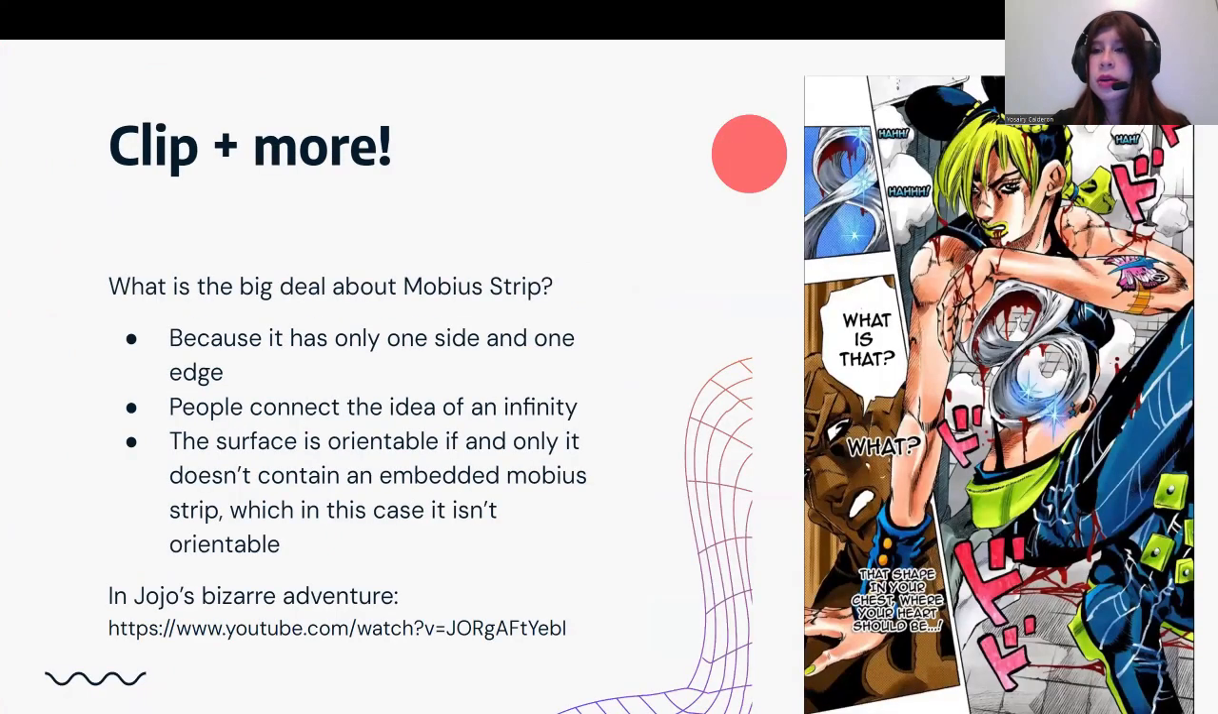And what is the big deal about the Mobius strip? It only has one side and one edge. People can connect this idea to the infinity strip. The surface is orientable if it doesn't contain an embedded Mobius strip. In this case, it's orientable.